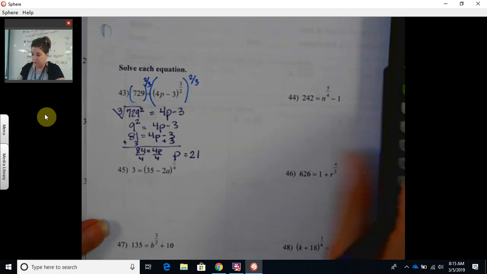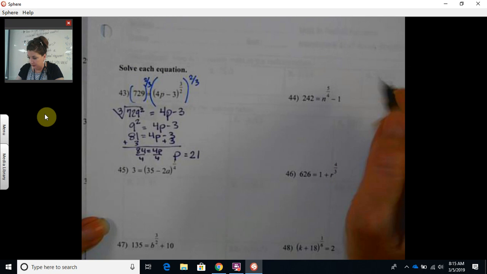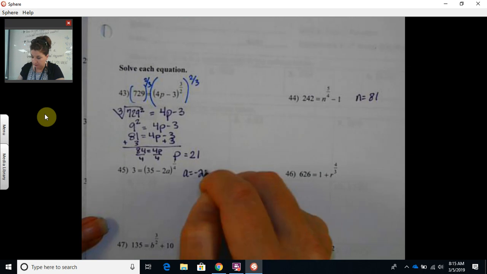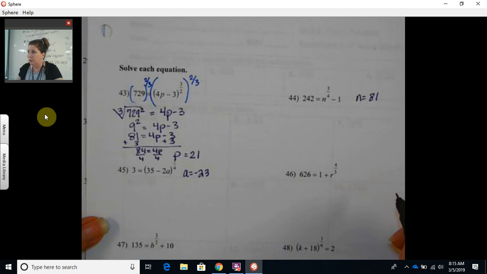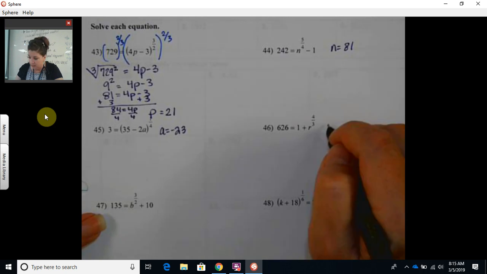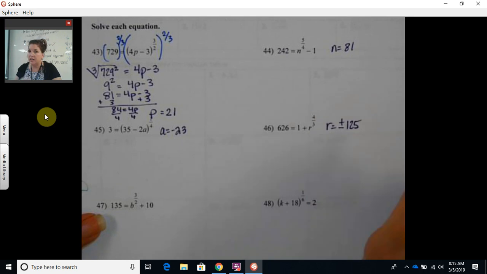The answer to 44 is 81. The answer to 45 is negative 23. We won't have a lot of questions like this. No, we won't have this many questions. I wanted to put plenty on there so I had more that I could go over with you. 46, you have two answers. You have r is equal to positive and negative 125. And I put a lot on there because a lot of them were just converting.